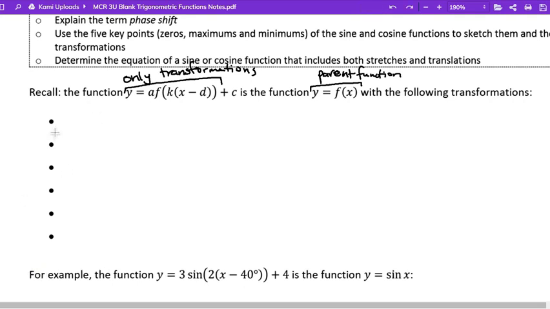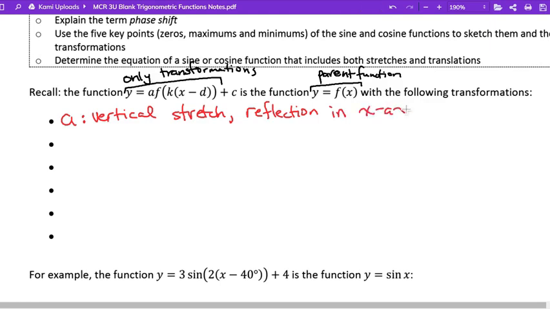What do we call the a? Vertical stretch. But what else can a do? In which axis? Reflection. Reflection in the x-axis.